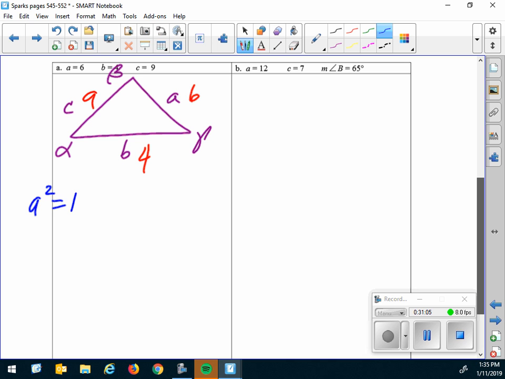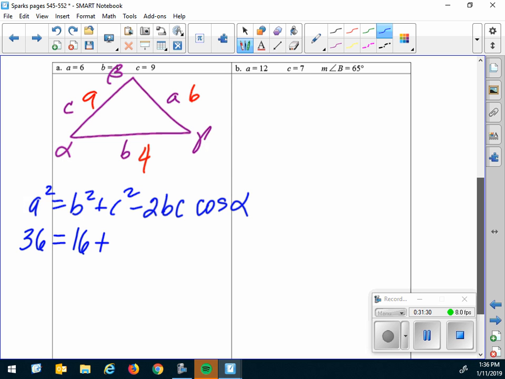A squared equals B squared plus C squared minus 2BC cosine alpha. You are going to forget that 2. Be real careful that you don't forget the 2. Now, plug in what we know. We know that A is 6, so A squared is 36. B is 4, so B squared is 16. C is 9, so 9 squared is 81. Minus 2 times B times C times the cosine of alpha.